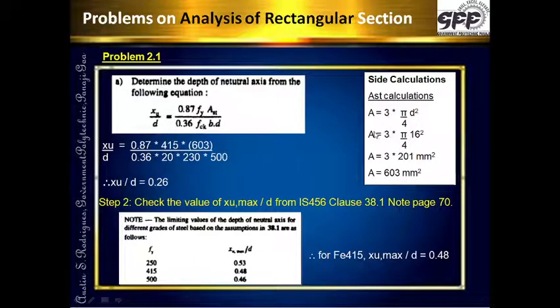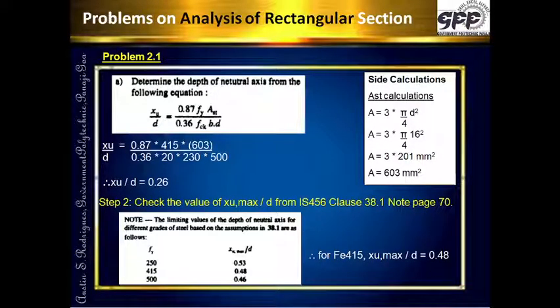So we have done the calculations over here. That value has been substituted over here. 0.36 as it is. Grade of concrete, the characteristic strength of concrete is M20 grade. So 20 has been taken over here. The width of the beam is 230 and the depth of the beam is 500. So substituting these values, we get XU upon D, the actual neutral axis upon the effective depth. The ratio has come to 0.26. That was our step 1.